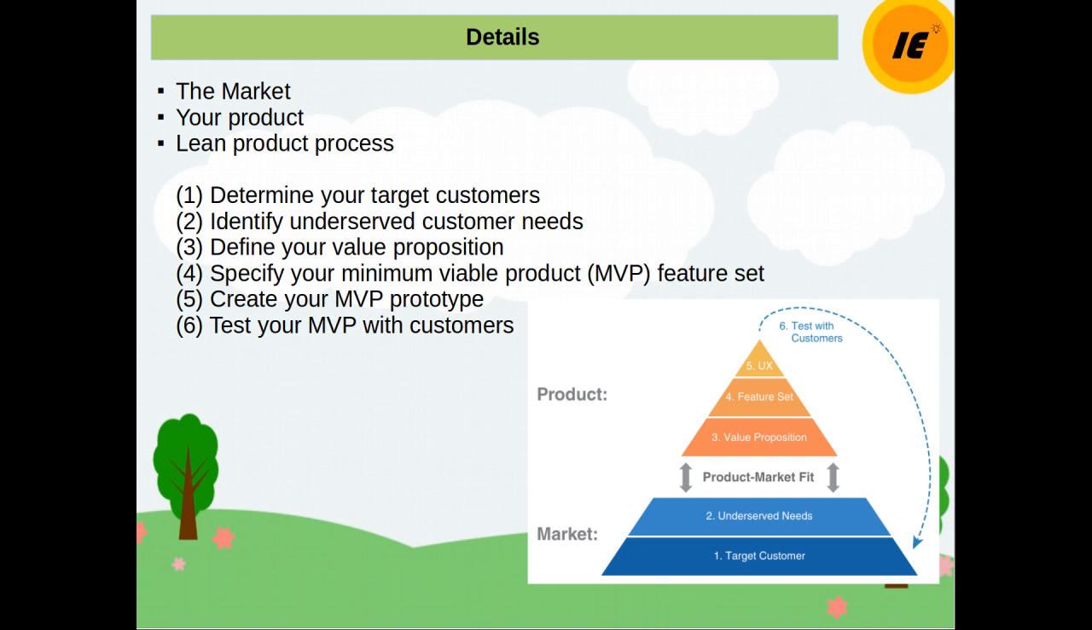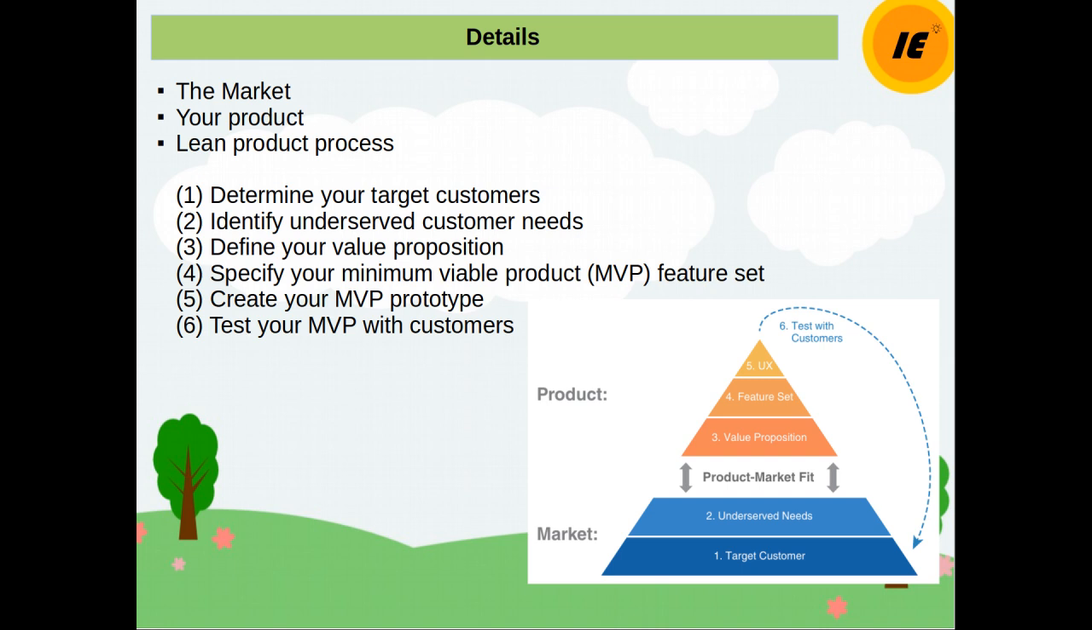When you develop a new product or improve an existing product, you want to address customer needs that aren't adequately met. That is why I use underserved needs as the label for this layer. Customers are going to judge your product in relation to the alternatives, so the relative degree to which your product meets their needs depends on the competitive landscape. Let's move on to the product section of the pyramid.